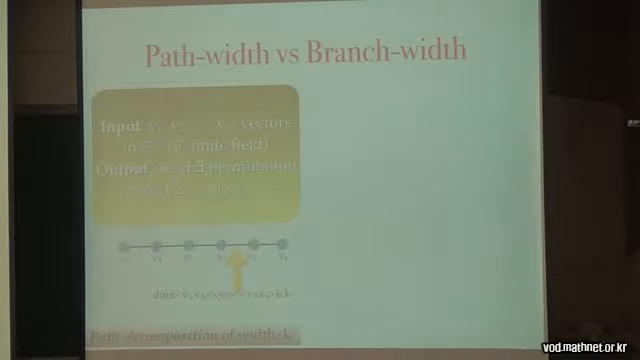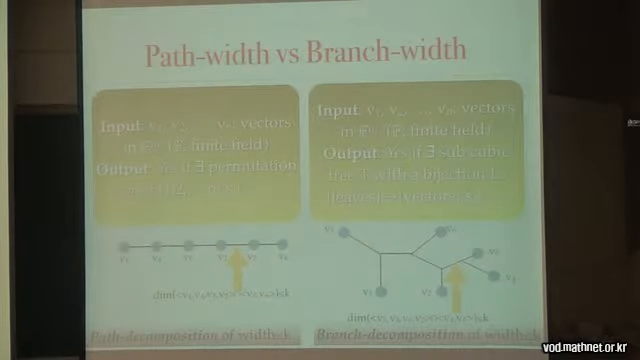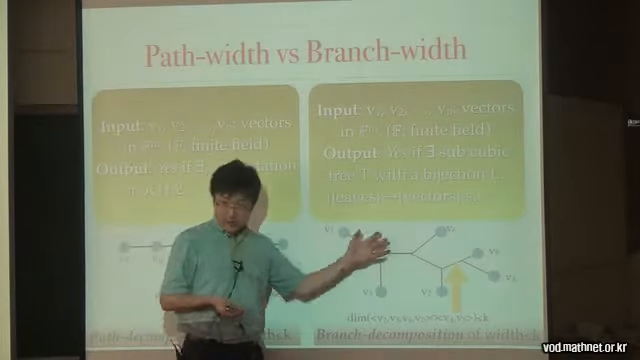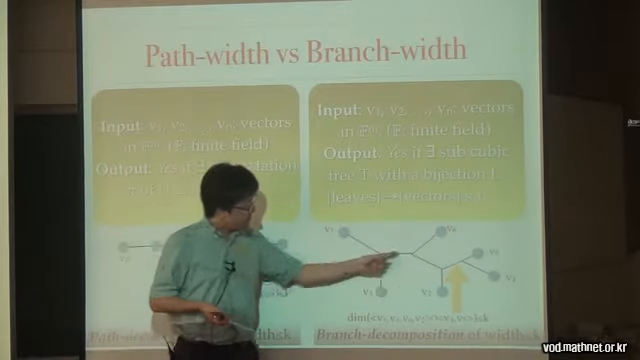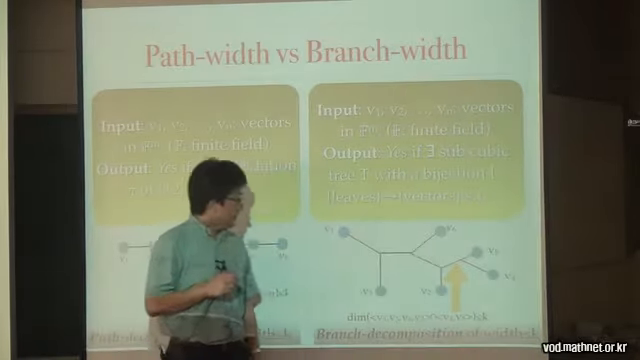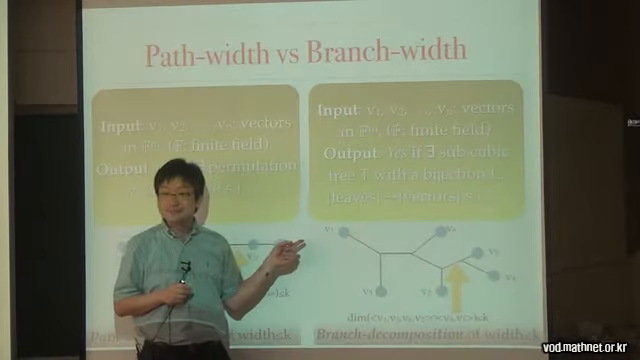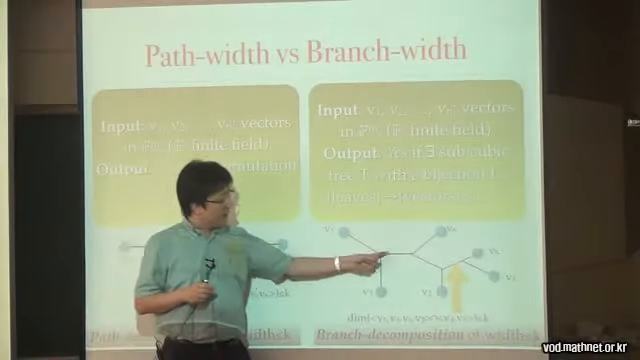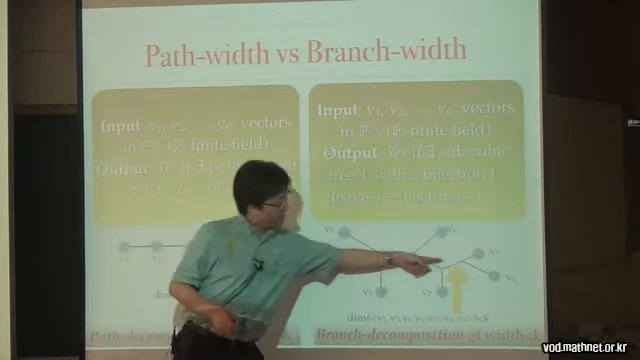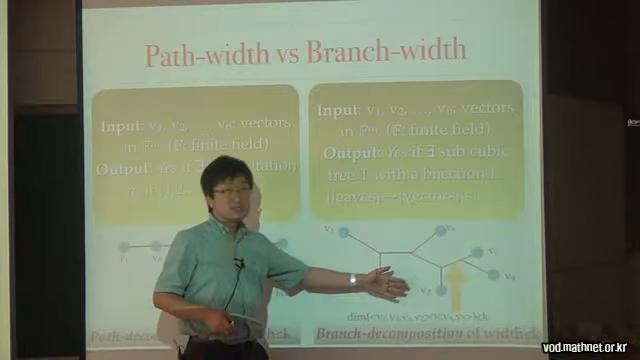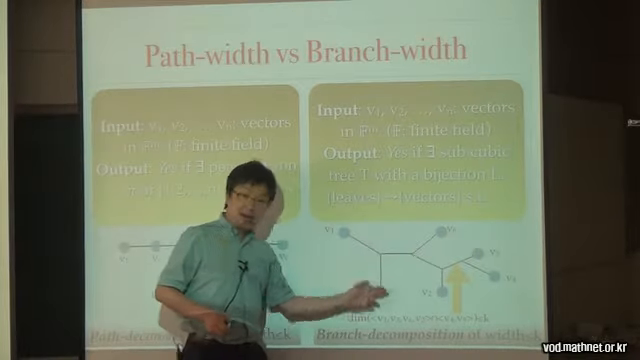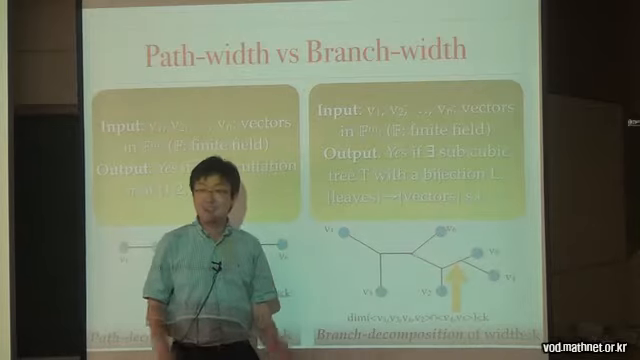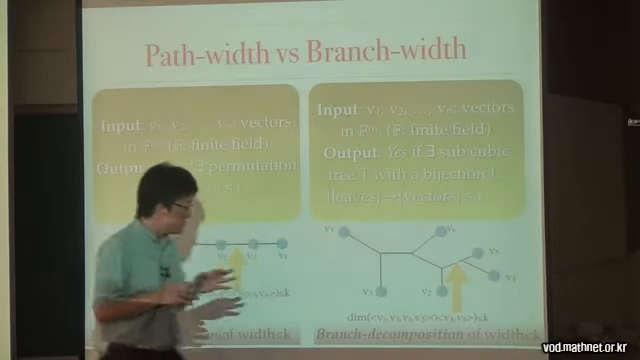Now we don't want to restrict to a path. We can have trees. So that's branch width. So the situation is the same. You have n vectors, and we output yes if there is a tree, where each internal node has degree 3, and the leaves are labeled by the vectors. So that for any edge here, for any edge there, the intersection of the span of the vectors on the left-hand side and the span of vectors on the right-hand side has small dimension. Okay, so this is just a variation.